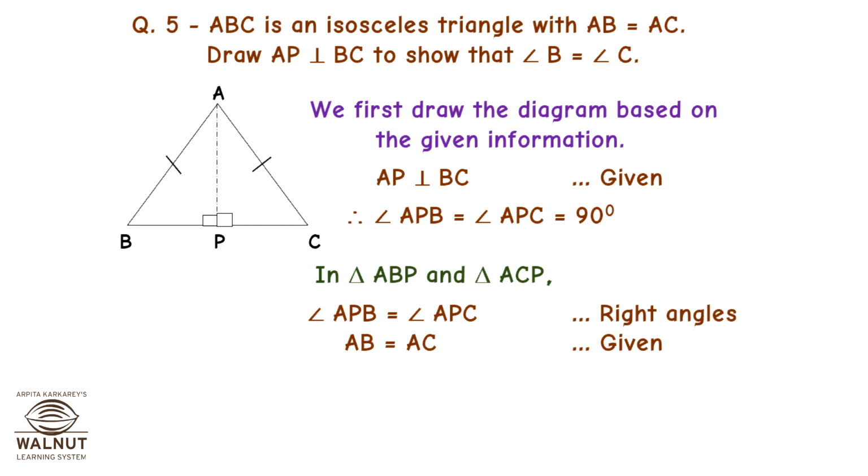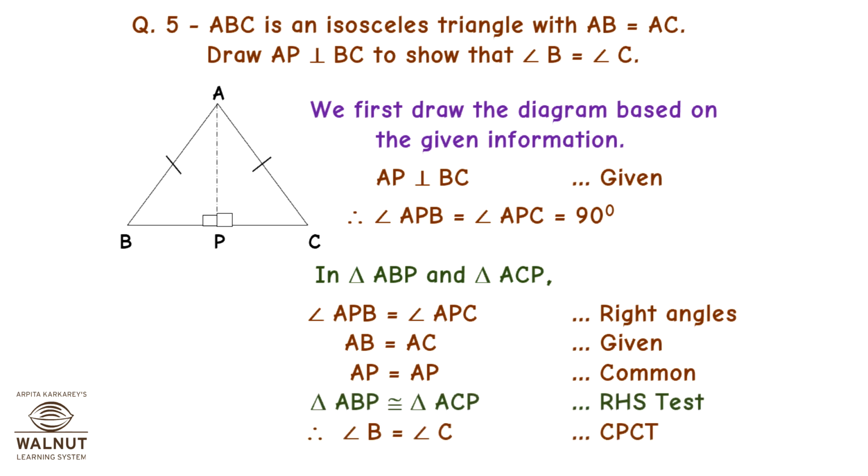AB is equal to AC, given. AP is equal to AP, common. Triangle ABP is congruent to triangle ACP by RHS test. Therefore, angle B is equal to angle C, CPCT.